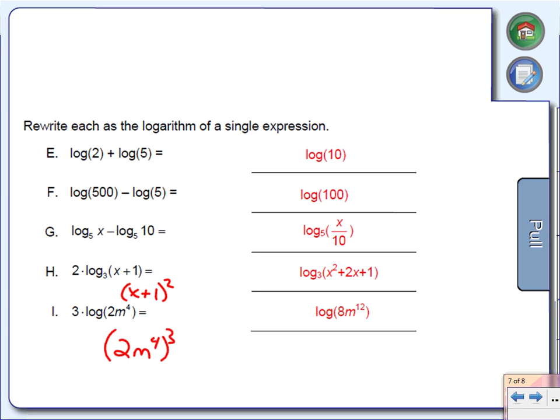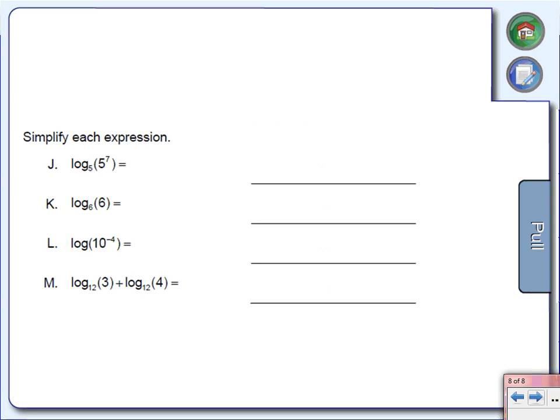All right, one last thing to look at. This part down here. Notice those last 2 rules that we looked at. J, notice how the base and the argument are the same. We got a 5 and a 5. What did we say earlier? If they have the same base and the same argument, it's going to equal the exponent. And that exponent on this one is a 7. So the answer here is 7. Same thing on K here. Notice how the base and the argument are the same, 6 and 6. So we're just going to keep the exponent. And what is that exponent? 1.